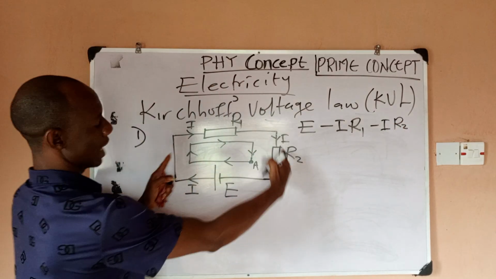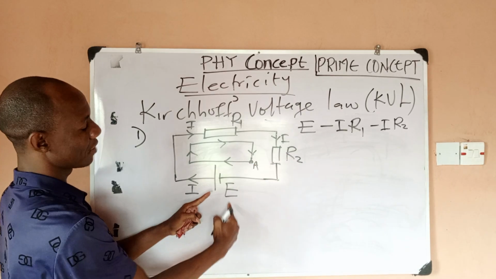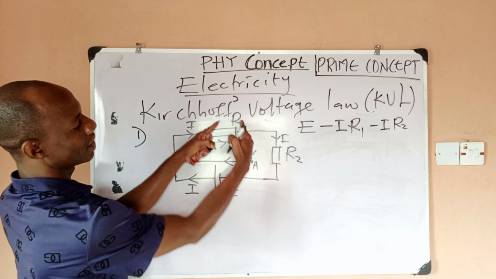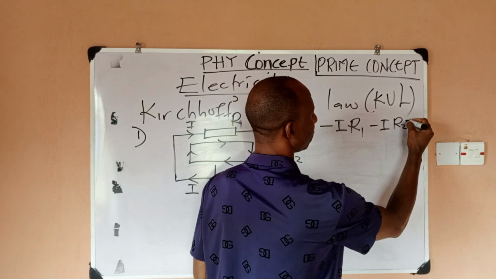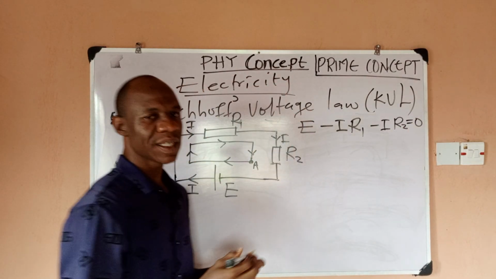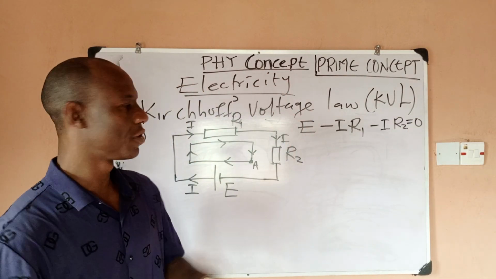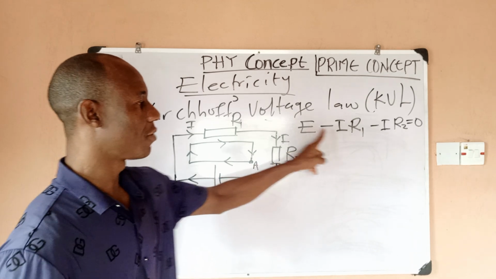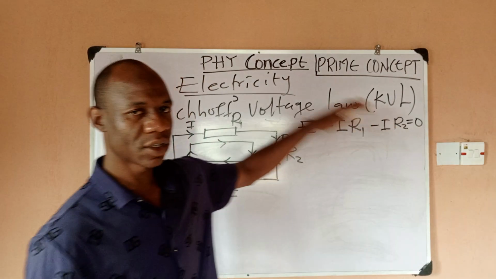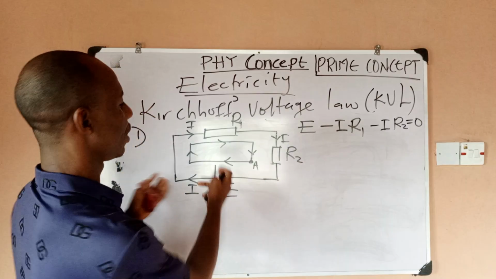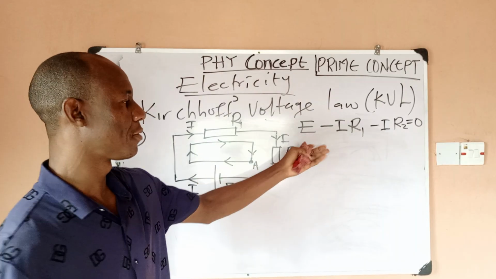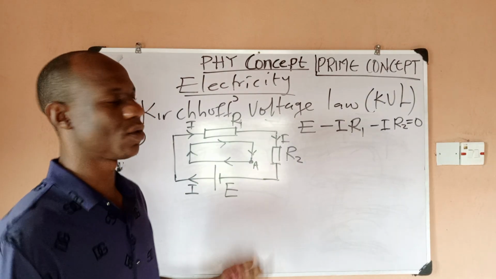Since I don't have any other circuit element, I've handled this, and I've also handled this. There is no other circuit element. Then you simply equate it to what? 0. Because according to KVL, the net sum of EMF and voltage drop across any loop is 0. So this is what you have. This is our circuit equation, which I can still go further to make E the subject if that is what I'm looking for.